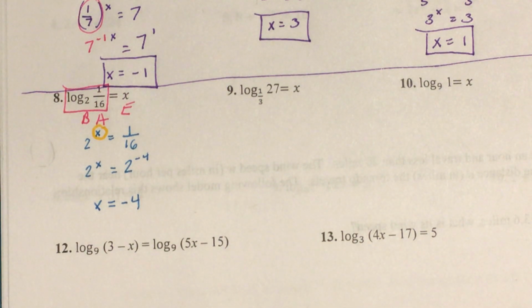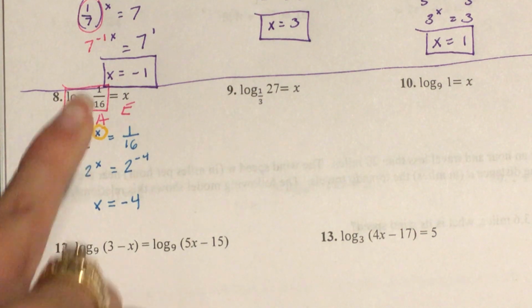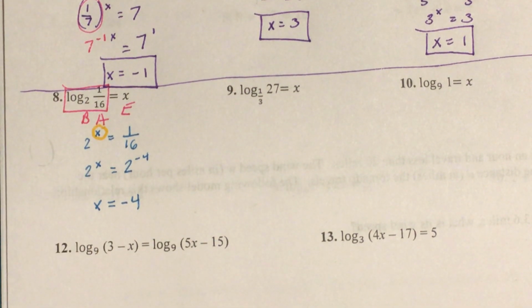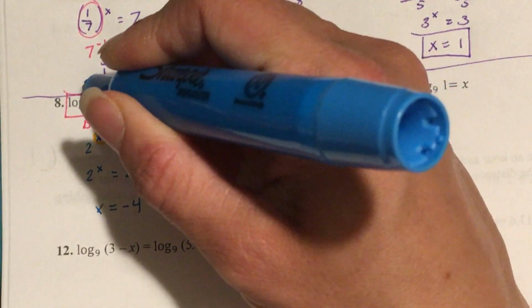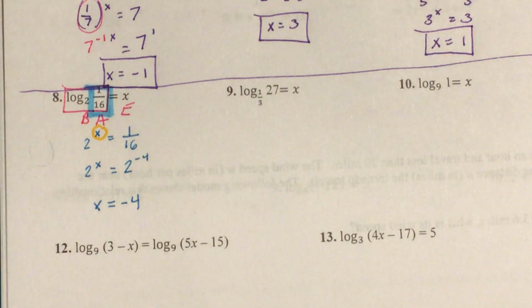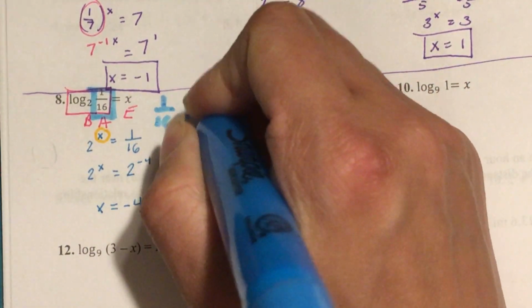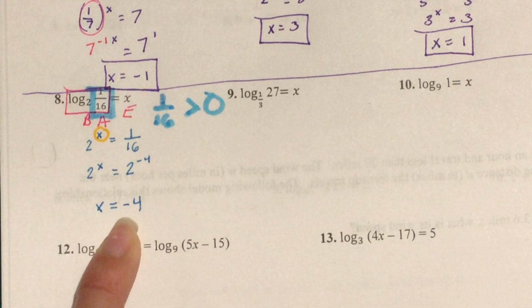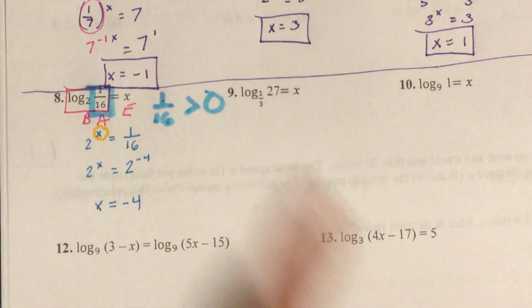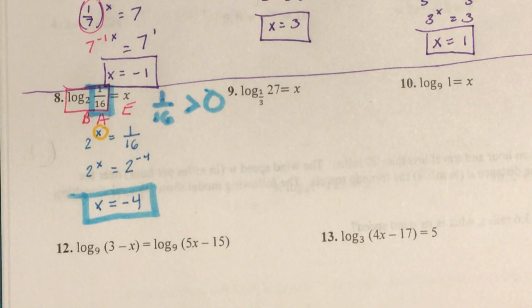But before we put a box around this, we have to check to see if this is an extraneous solution because our original equation started off as a log. So if I look at the answer part of this log, that would be 1/16. Well, is 1/16 greater than 0? It sure is. So my variable or my solution doesn't actually affect the answer part of the log at all. So that truly is our solution.